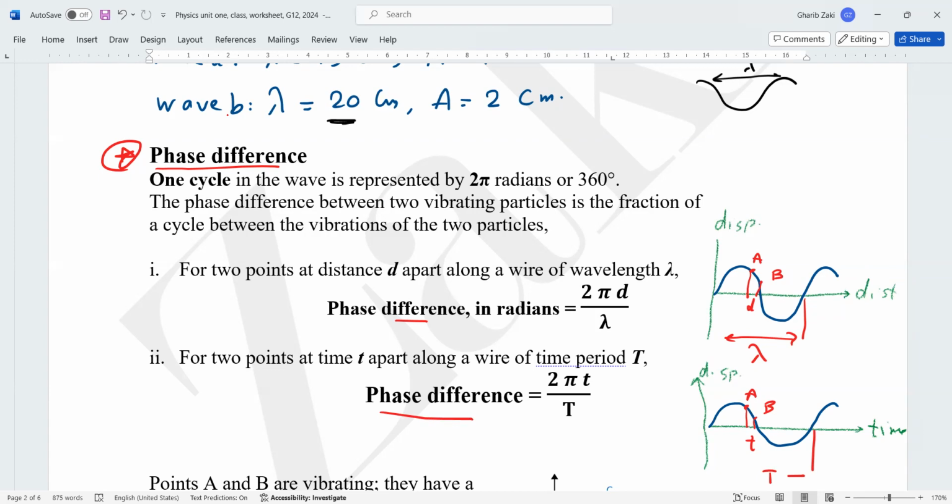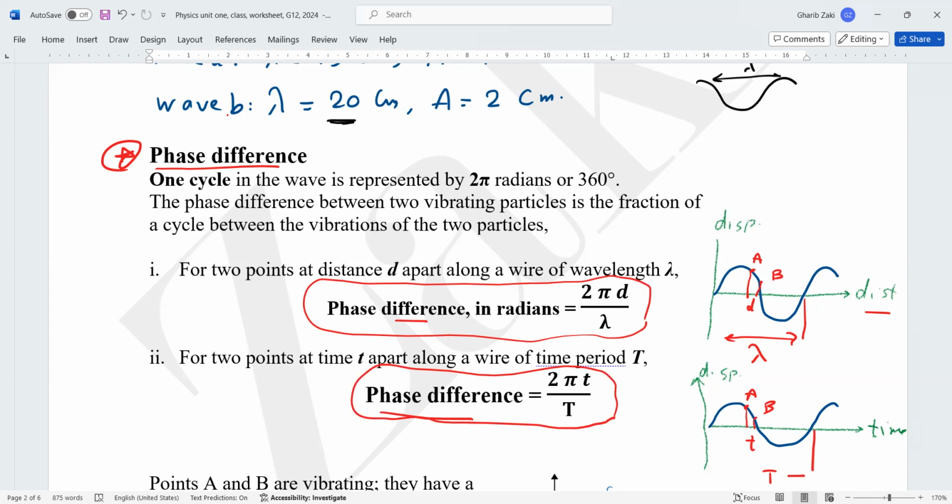So we can get the phase difference in 2 ways. It depends on the given. If the given is the displacement distance, we use 2 pi d over lambda. Keep this in your mind because it's very important. It is not in your book, but it is a very good way to get the phase difference. The phase difference is very important in the final exam. So the phase difference in radian is 2 pi. If it is in degrees, just convert the pi to 180 degrees. So we can say the phase difference in radian is 2 pi d over lambda. If we need it in degrees, it is 360 d over lambda.